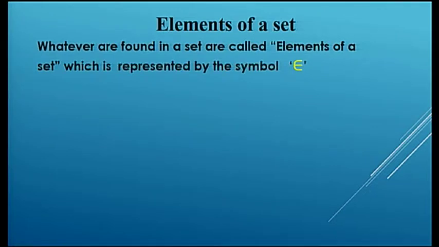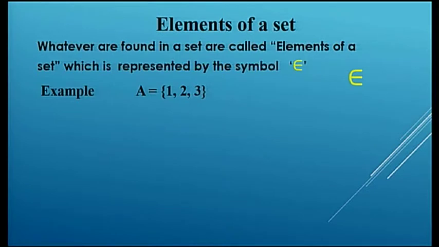Whatever is found in a set is called an element of the set, which is represented by this symbol. This symbol resembles an E, but make sure that you do not write a capital E. It is not capital E, it is a symbol that represents element of a set. The symbol consists of round corners.